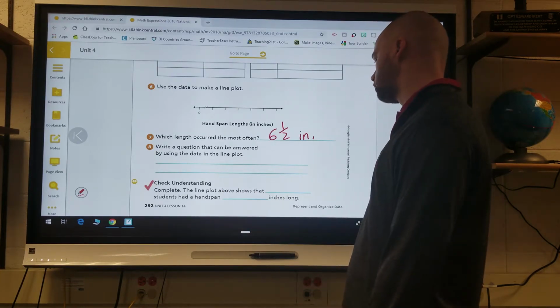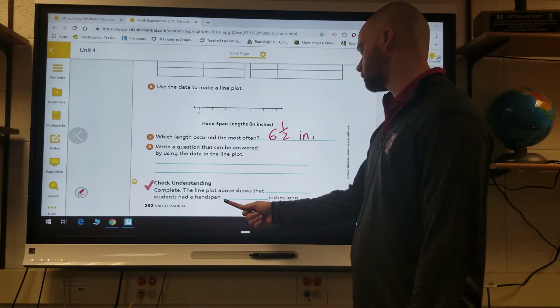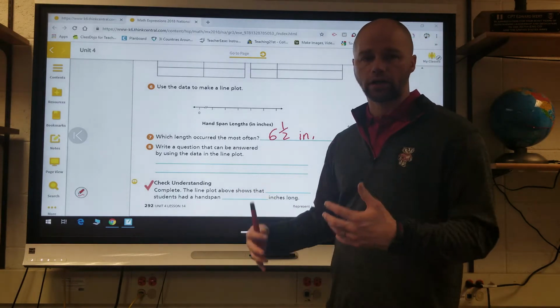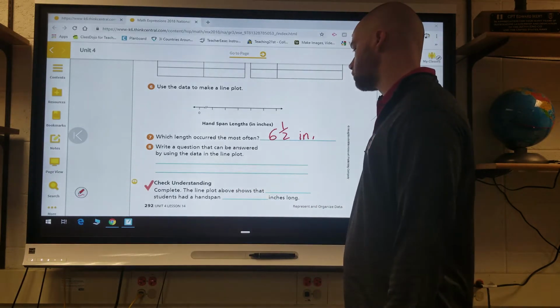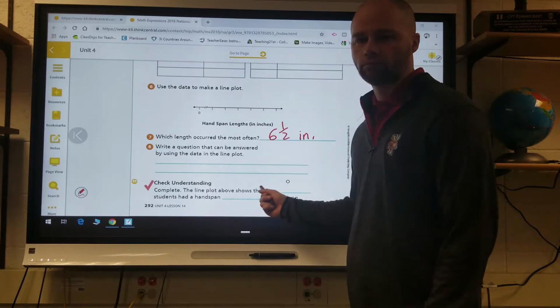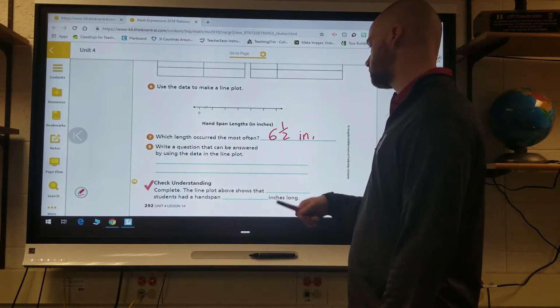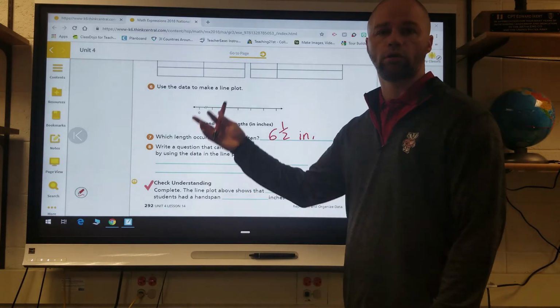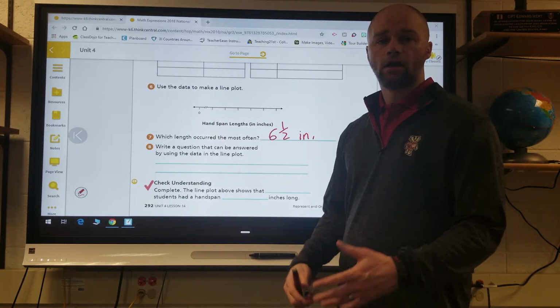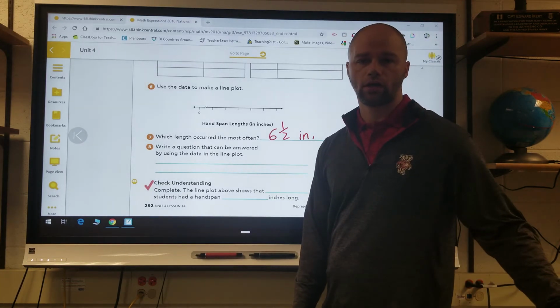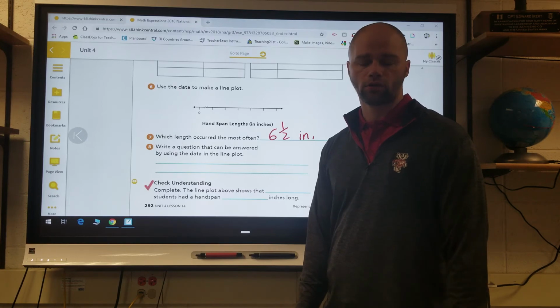The line plot above shows that blank students had a handspan of blank inches long. Okay. So again, just fill that in. Answers will vary. So you can put whatever, like 3 students had a handspan of 6.5 inches long, or whatever one you decide to choose. Okay. Once you finish that, if you have questions, let me know. Otherwise, you can go ahead and get started on your homework, and hopefully have no homework over the long weekend.